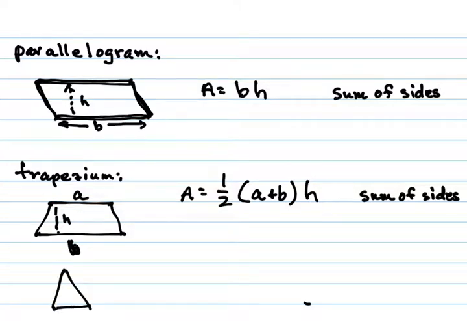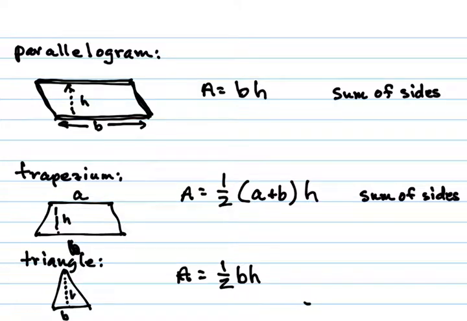And finally, we have a triangle. For triangles, the area is 1/2 times the base times the height, where the height is always measured from the base to the furthest point. And for the perimeter, that's simply the sum of the sides again.